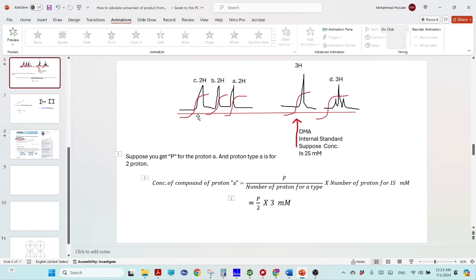p value means whatever the value it is, you will take that value and divide that value by the number of protons for that peak. So 2 protons times the number of original internal standard protons, which is 3. So then you can get the concentration of your compound of interest. So similarly for the EDC and urea, whatever you have seen in the original NMR.